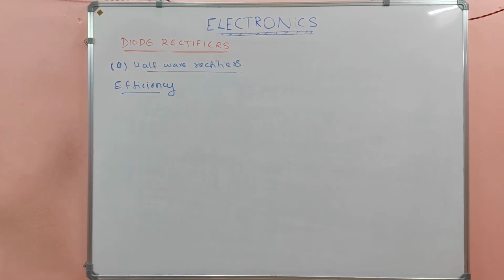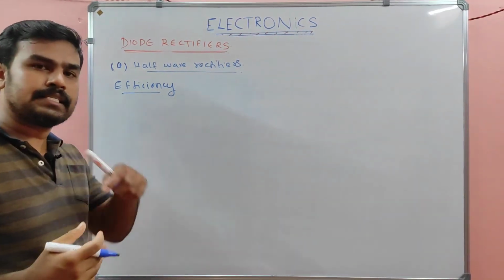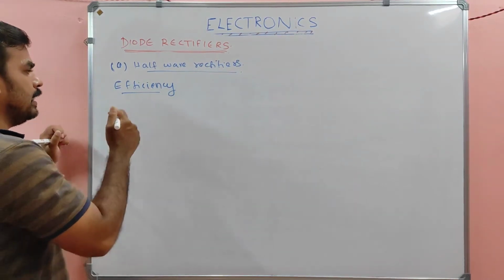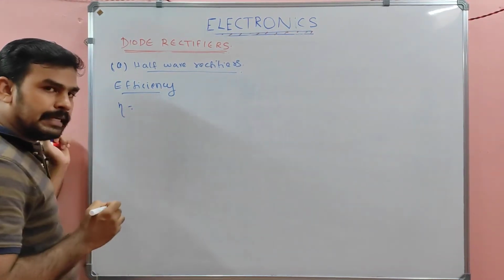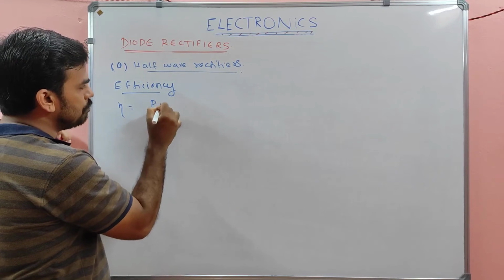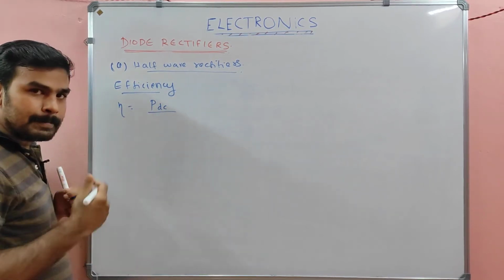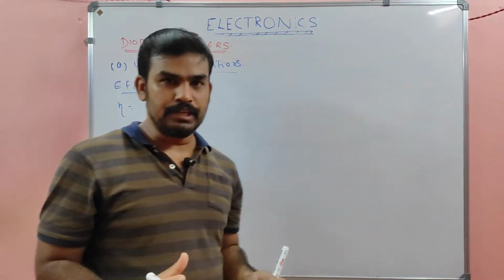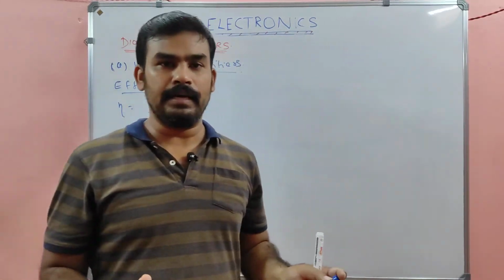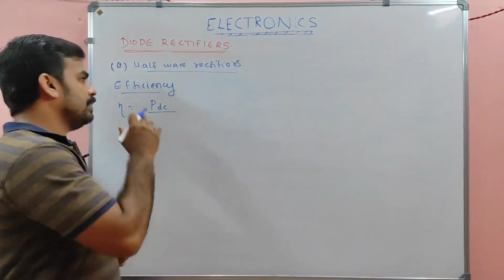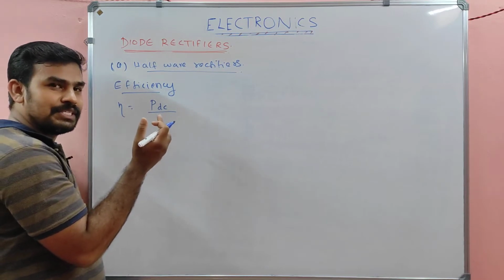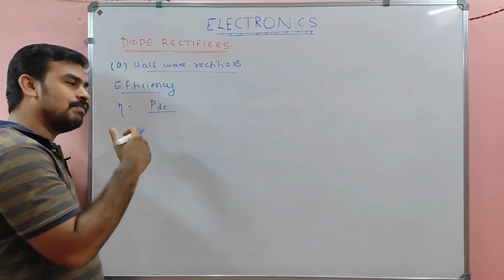Okay. So what is meant by efficiency, my dear? Efficiency is nothing but output by input. Here the output is the DC power. Consider this as a rectifier system. Efficiency in the sense of rectification efficiency. Other efficiencies are also there, we will discuss later.